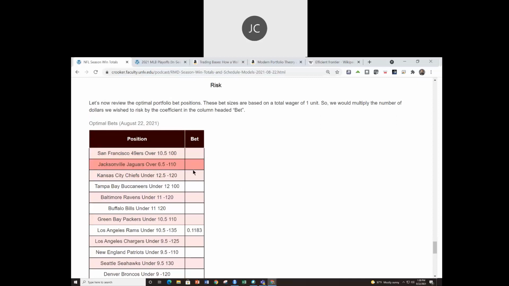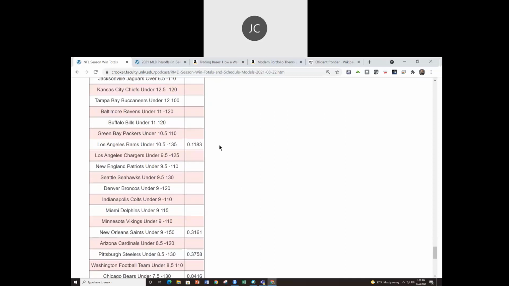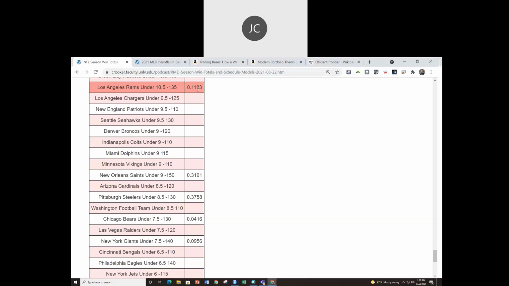And so if there's nothing in the bet total, then our model actually has squeezed us out of positions. And so notice we like the Rams under 10.5 at minus 135, betting about 11% or 12% of our risk amount on that position. We really like the Saints under 9 at minus 150, right? Putting 0.3161, or about 32%.